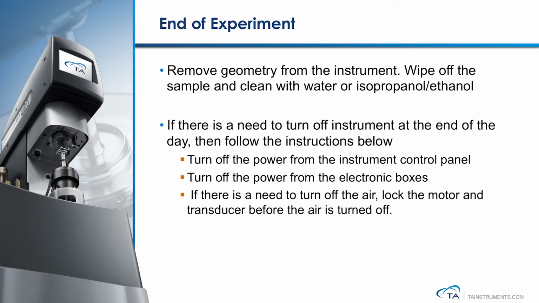At TA Instruments, we typically recommend that you leave the instrument on all the time. However, if there is a need to turn off the instrument at the end of the day, then follow the instructions below. First, turn off the power from the instrument control panel. Then, turn off the power from the electronic boxes. If there is a need to turn off the air, lock the motor and transducer before the air is turned off.